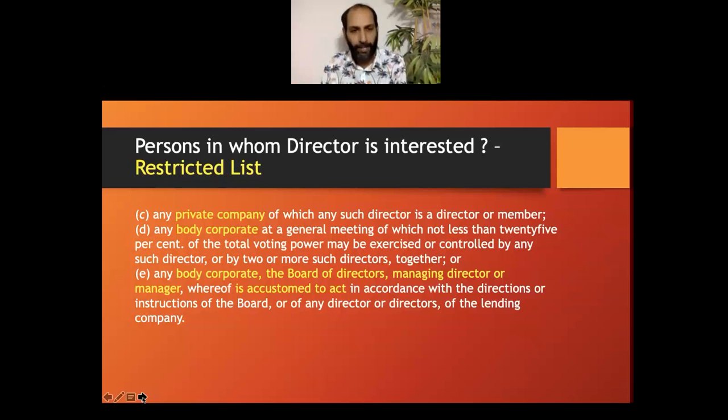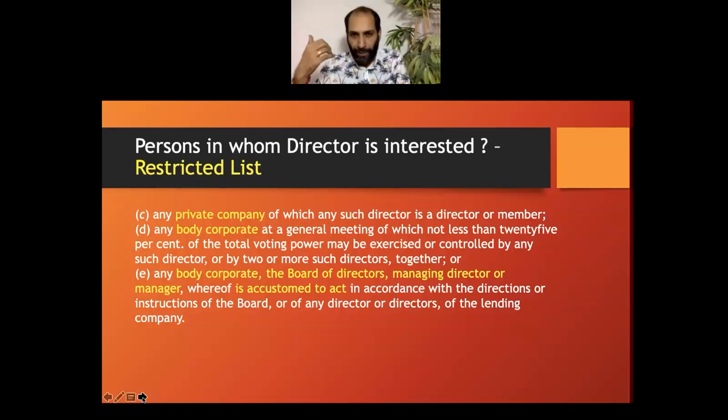The second exemption or permit list under this category, that is C and D, is that a guarantee or security can be given by a holding company to its subsidiary. Mind you, here there is no loan. In the second category, there is no loan. In the first category, all three are there: loan, security and guarantee, by the holding company to its wholly owned subsidiary company.